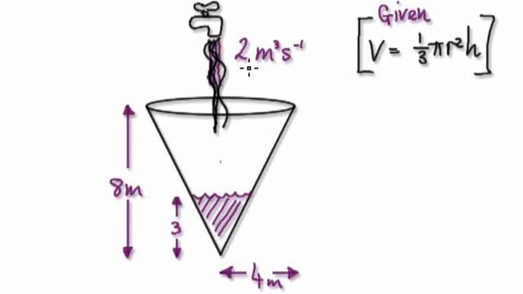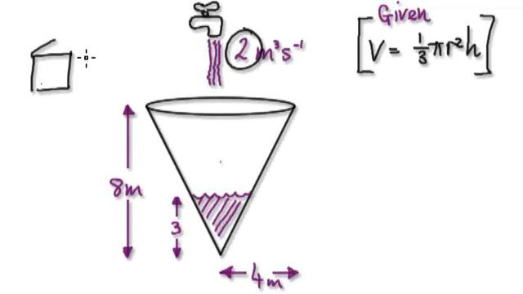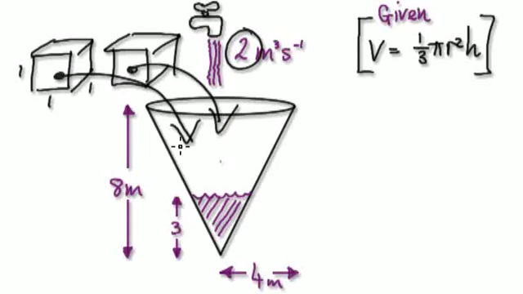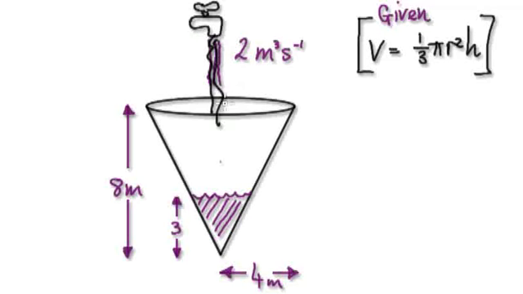So the rate at which the water is coming in is 2 meters cubed per second. What this 2 here means is, it's like you having a cube here, 1 meter, 1 meter, 1 meter, and you've got two of these cubes of water getting dumped into this tank every second. But don't forget, it's doing it continuously. The water is flowing through this tap continuously at a constant rate.